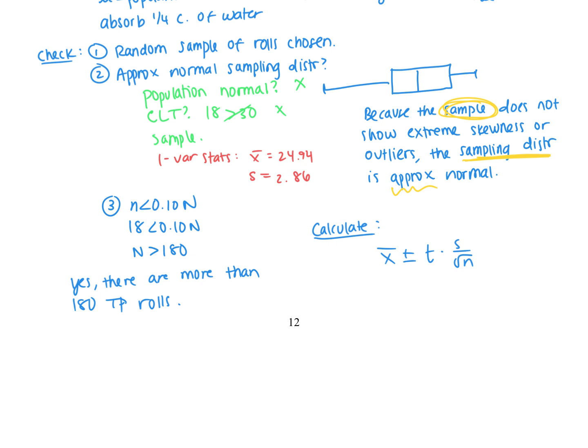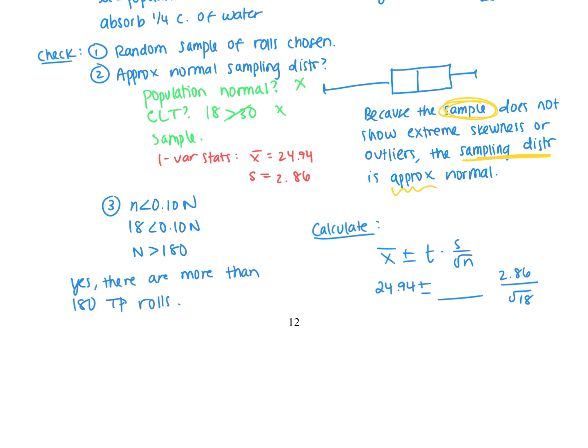Okay, so our x bar, we have 24.94 plus or minus. Leave yourself space for t because we're going to need to look it up. The s is 2.86 divided by the square root of 18.